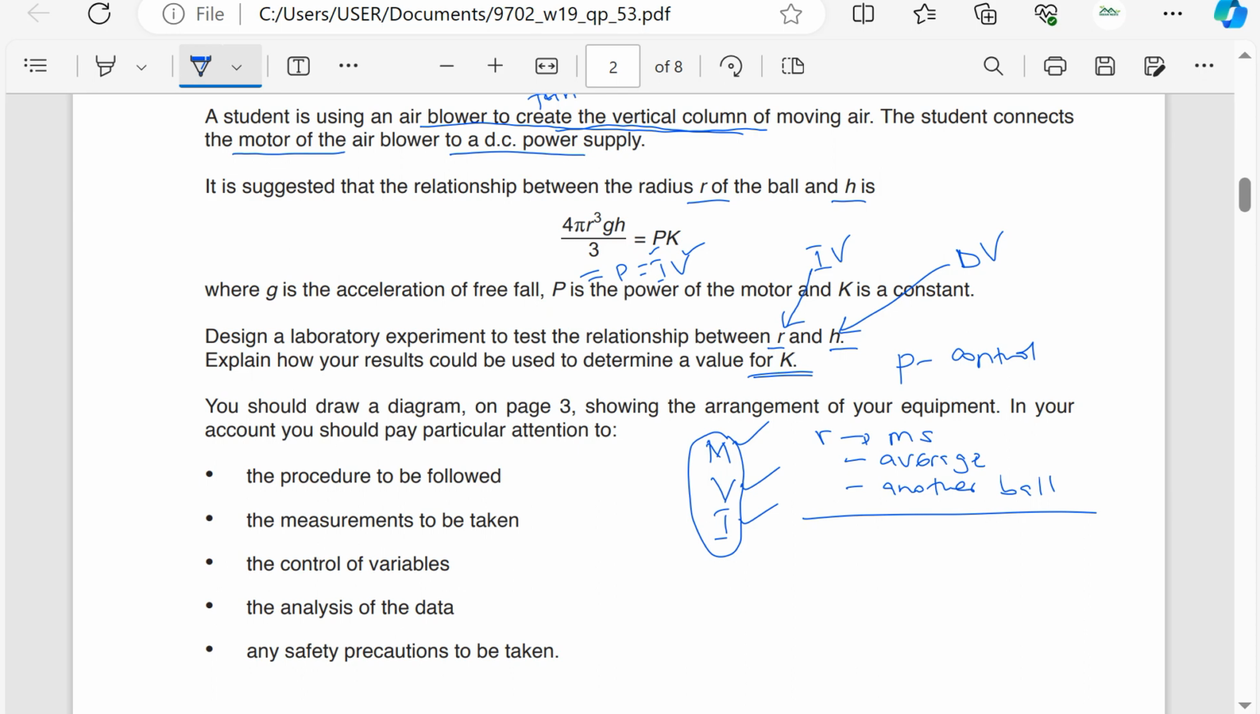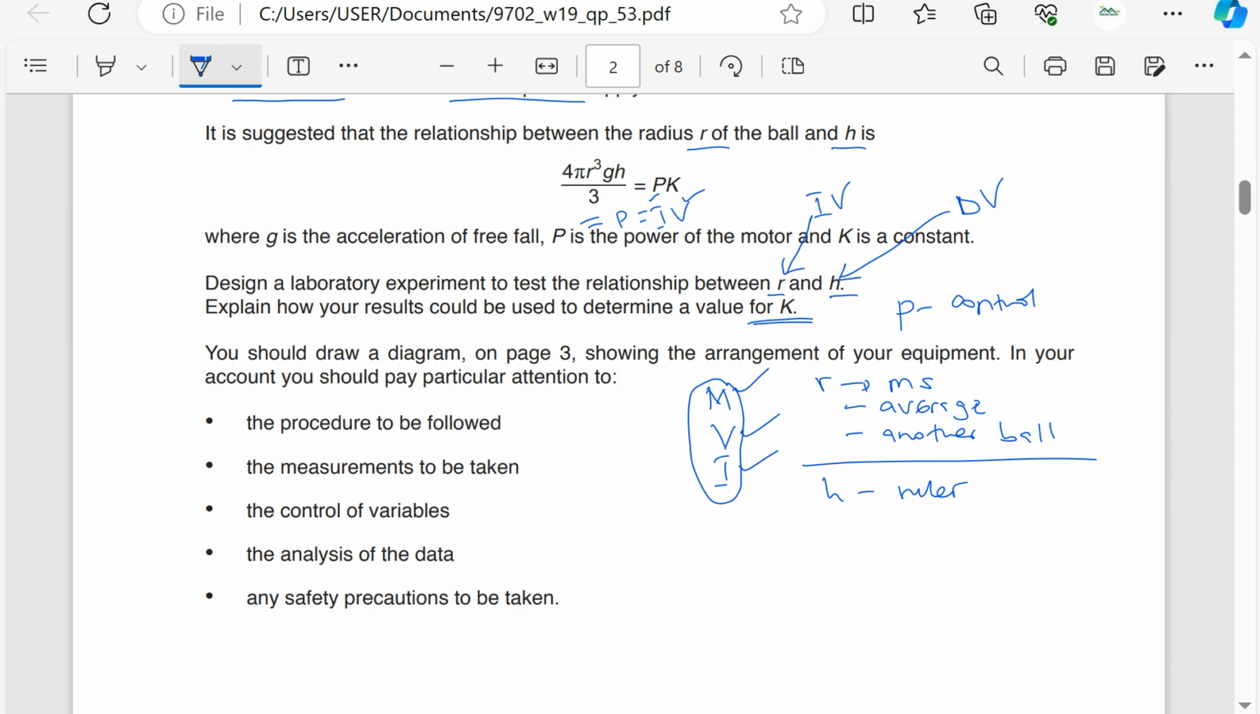So how will you measure the dependent variable, which is h? I will use a ruler to measure h. Of course, I will not vary h because it will change on its own. So I'll use a ruler to measure h. And how will you improve the value of h?